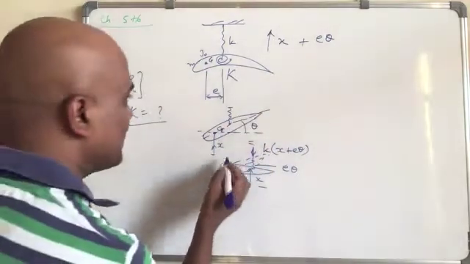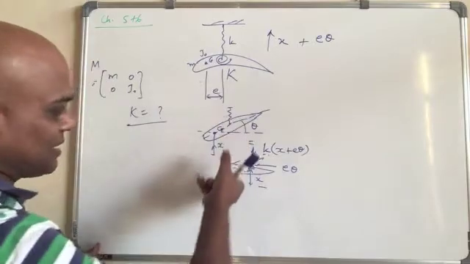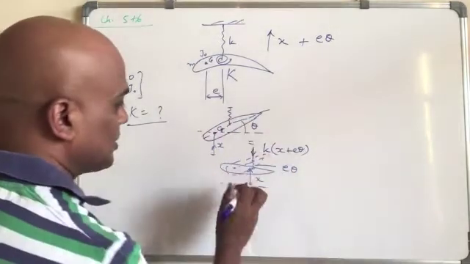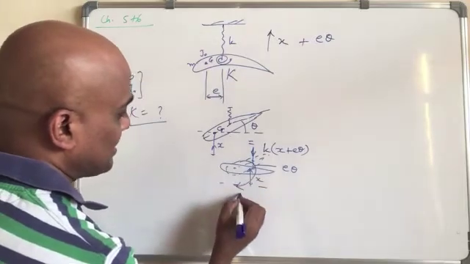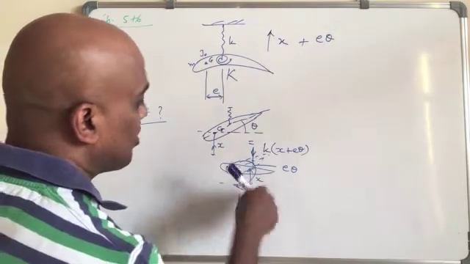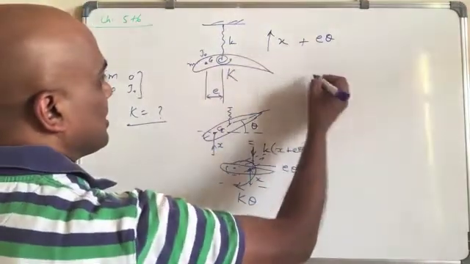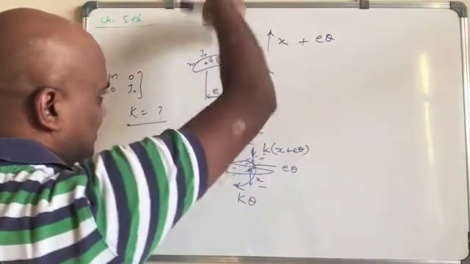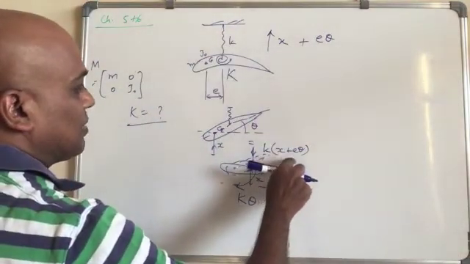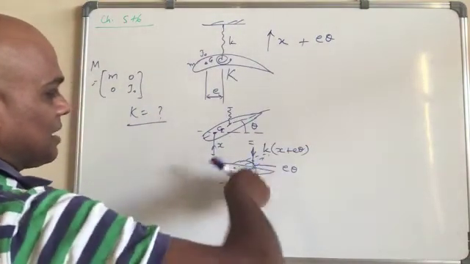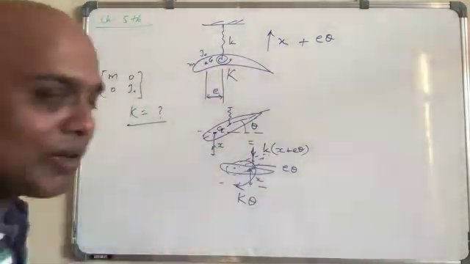which is downward. Again, this is a rotational spring as well. So since it has gone anti-clockwise, there will be a clockwise K times theta moment as well. So there are two forces acting. One is acting here on this spring, which is K times x plus E times theta, and then there is a clockwise moment because of the rotational spring.